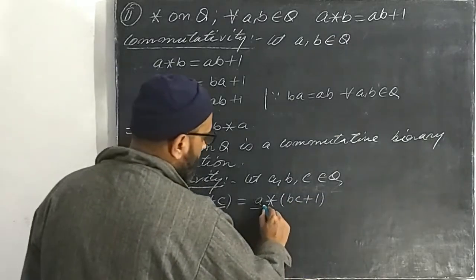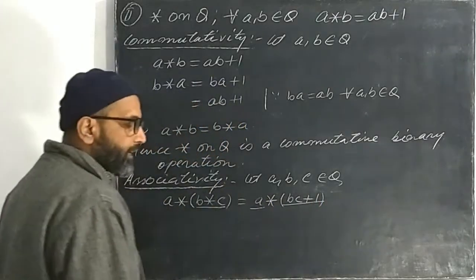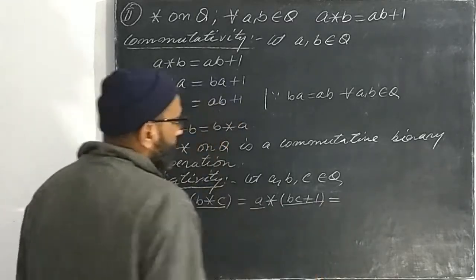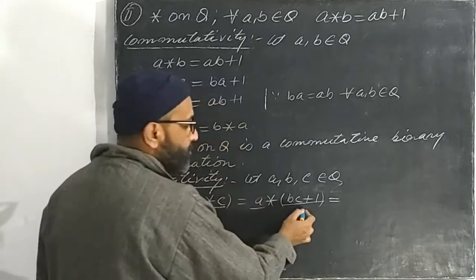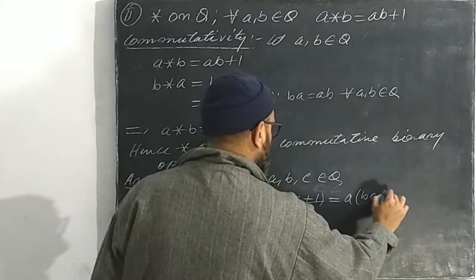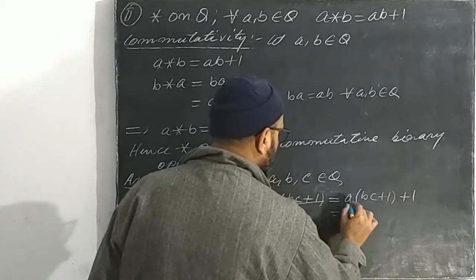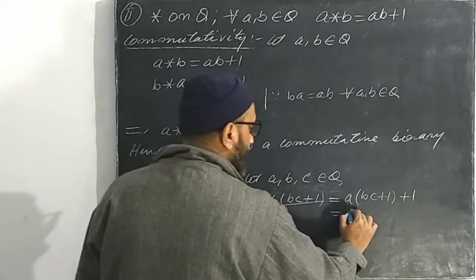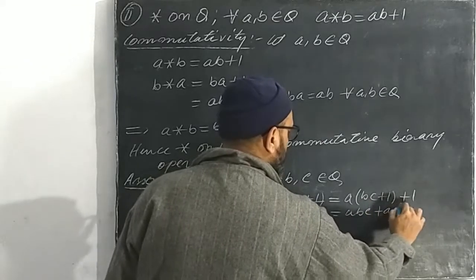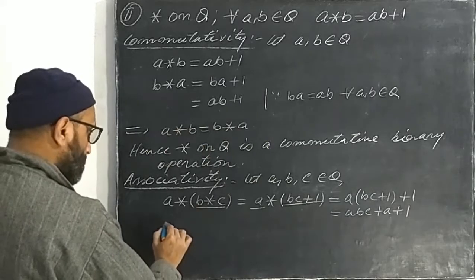Now again we have two elements. The first element is A and the second element is BC plus 1. So applying again, we write the product of these two elements plus 1. So A(BC plus 1) plus 1. So simplifying, if we open up this bracket, we get ABC plus A plus 1.